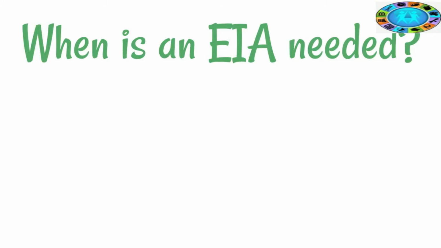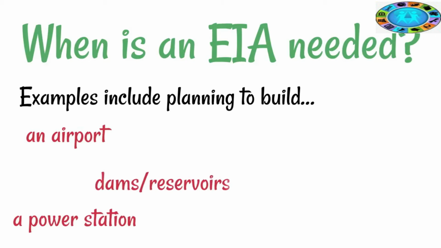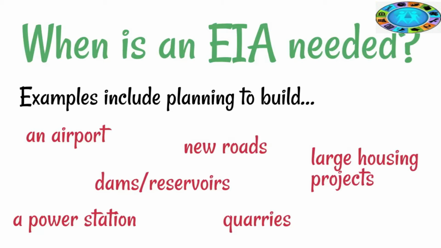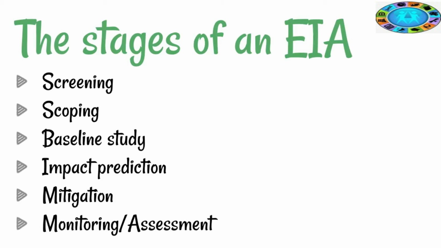So when is it needed? Well, for example, this factory that we've just discussed, but other projects might include building a new airport, dams, reservoirs, large housing projects. All sorts of big projects might require an environmental impact assessment. Quite a lot goes into one of these things, and there are several stages in the process.